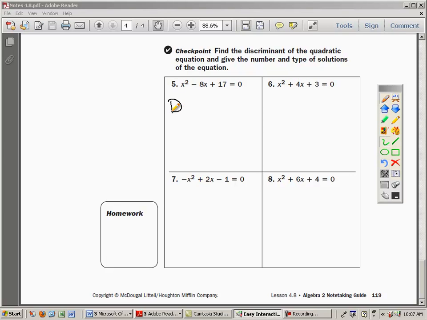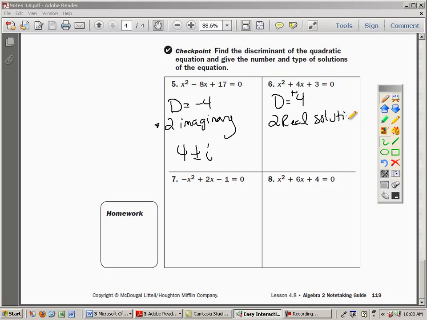For number 5, you get a discriminant equal to negative 4. Since the discriminant is negative 4, that says this has two imaginary solutions. Okay, two imaginary solutions, and those solutions are at 4 plus or minus i. In number 6, you get the discriminant is equal to 4. Since it's positive 4, that means it has two real solutions. And those two solutions end up being x is equal to negative 3 and x is equal to negative 1.